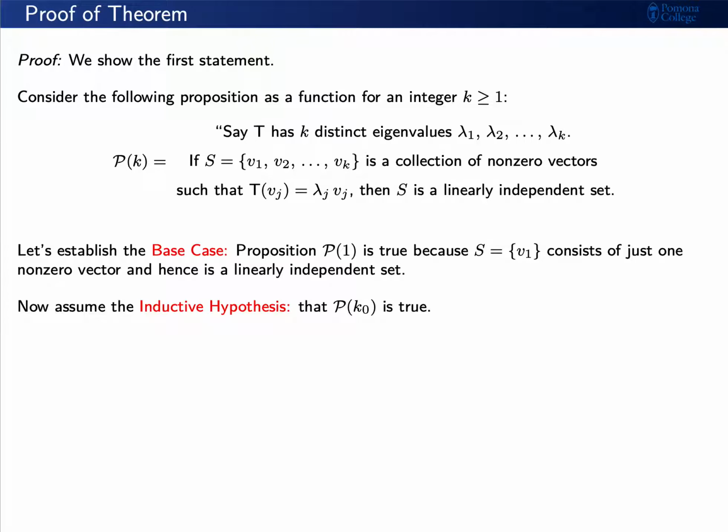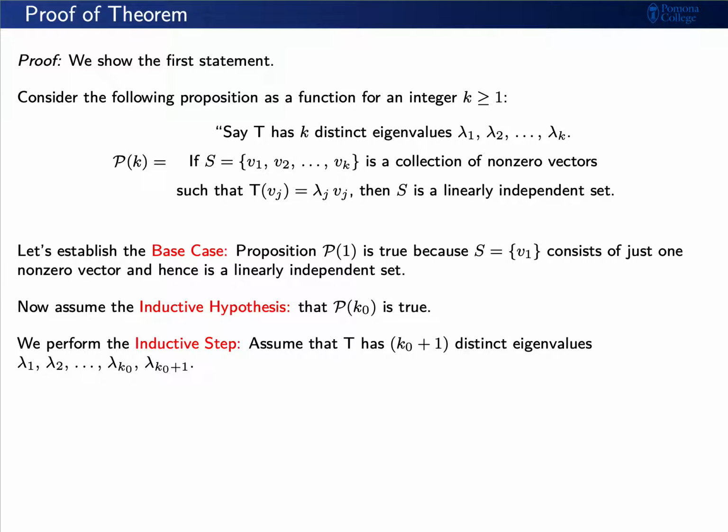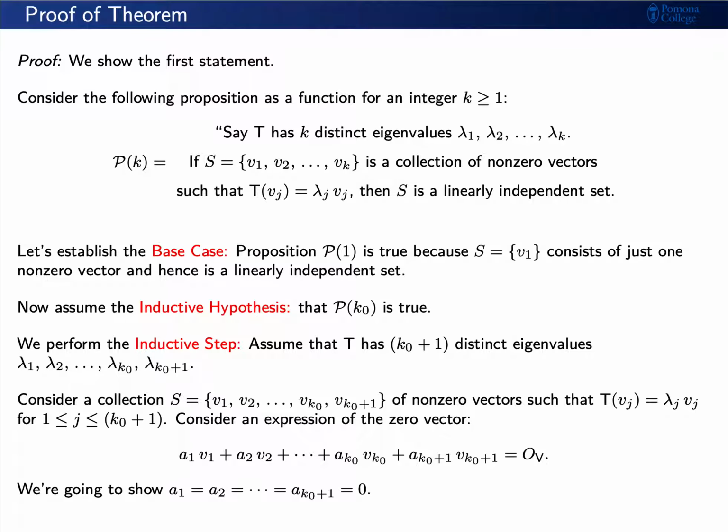Now let's assume the inductive hypothesis, that is, that proposition P of k sub 0 is true. Let's work on the inductive step. Let's assume that our linear transformation T has k0 plus 1 distinct eigenvalues, lambda 1, lambda 2, through lambda sub k0 plus 1. Let's consider a collection S of k0 plus 1 non-zero vectors such that T applied to each v sub j in the set equals lambda j times v sub j.